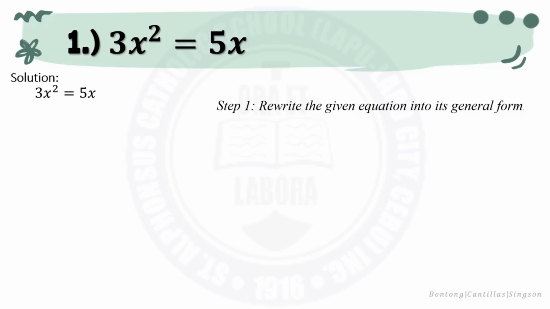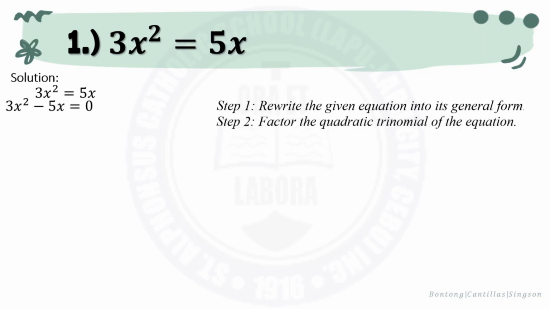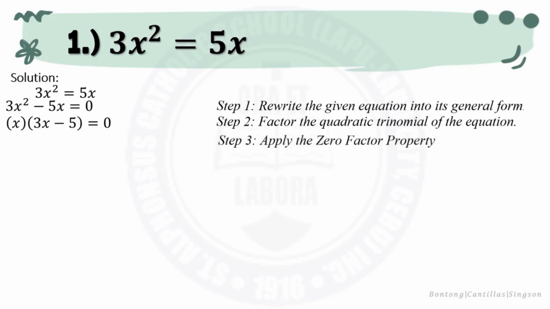So you have there 3x squared equals 5x. All we need to do is to transpose 5x to the left side of the equation, which results in 3x squared minus 5x equals 0. Then, step 2, we need to factor the quadratic trinomial of the equation. Though the given is not a trinomial, we can still factor this one using the common monomial factor, whose factors are x and 3x minus 5.